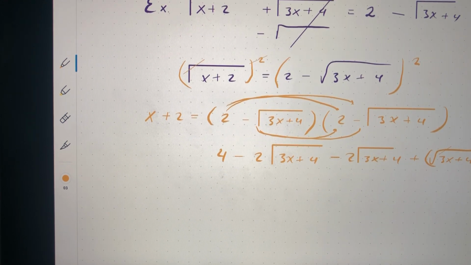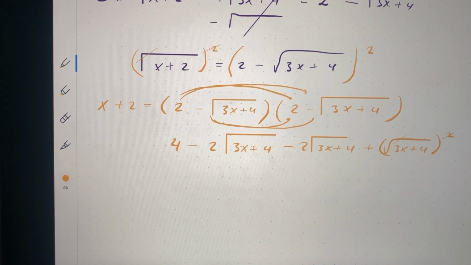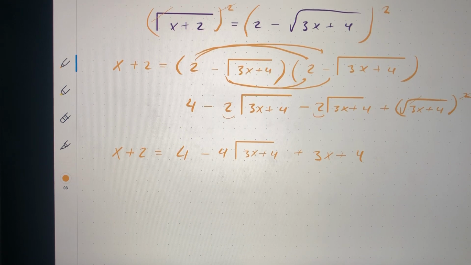So what do we get now? Now we have x plus 2 is equal to 4, and then minus 2 more makes minus 4 square roots 3x plus 4, and then the last term loses the square root, and we just get 3x plus 4. Now let's simplify something here. We have x plus 2 is 4 plus 4 is 8, plus 3x minus 4 square root 3x plus 4.